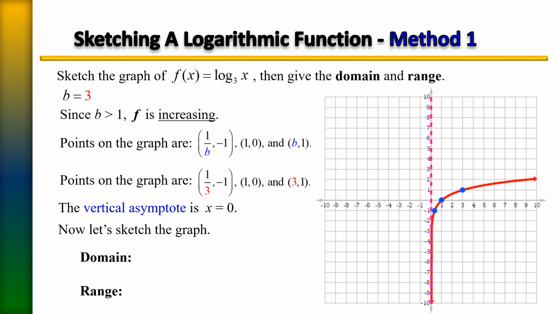So let's go ahead and find the domain. The domain would be from 0 to positive infinity, not including 0 because it doesn't touch the line, although it hugs it and gets close. And then we have our range. Because we have arrows on both ends, it's going to extend all the way up to positive infinity and all the way down to negative infinity. So our range would be from negative infinity to positive infinity. And there's the graph of log base 3 of x.